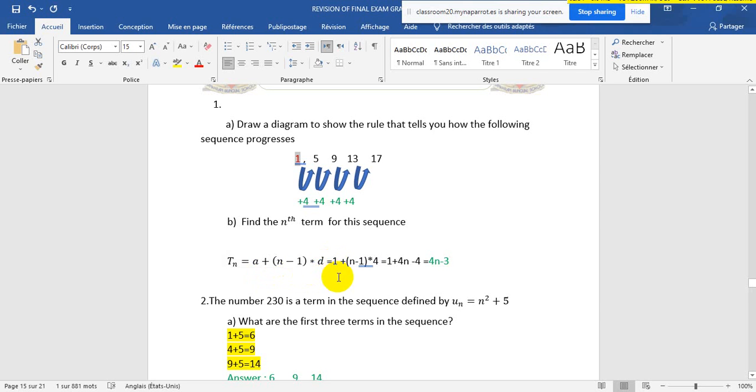So, a we said is 1, d is 4. I will write 1 plus n minus 1 multiplied by 4. Then n by 4 will be 4n. Then minus 1 multiplied by 4 will be minus 4. So 4n I will write first. Then 1 minus 4 will be minus 3. So the nth term will be 4n minus 3. Okay. The next question.